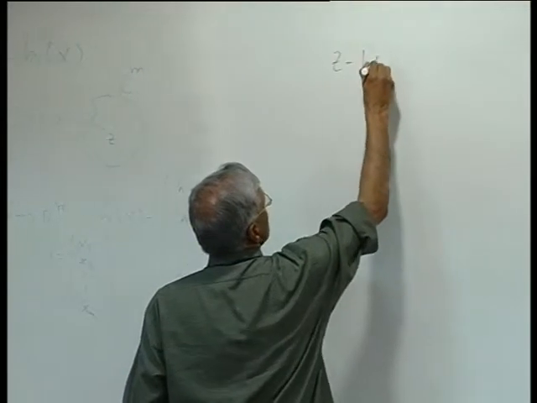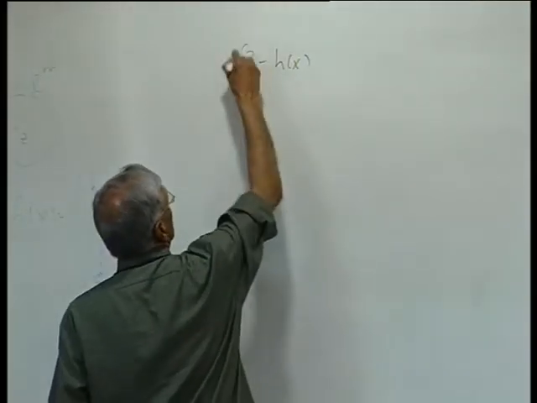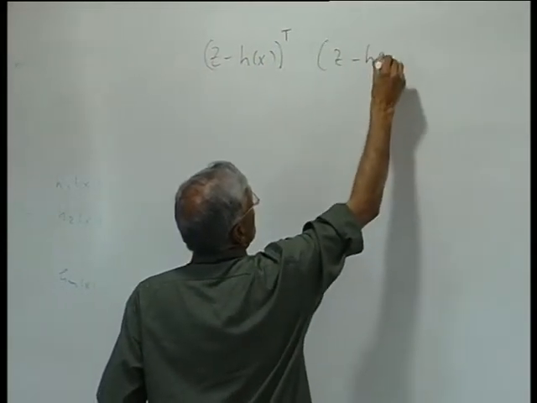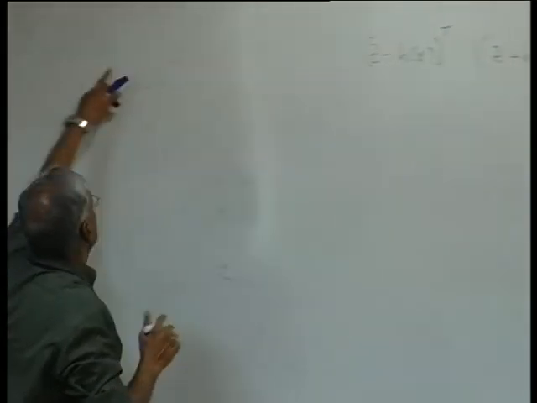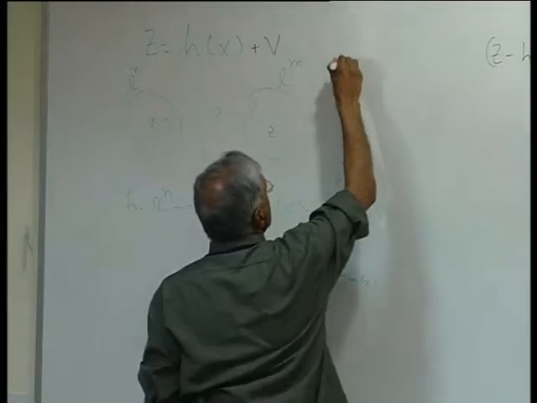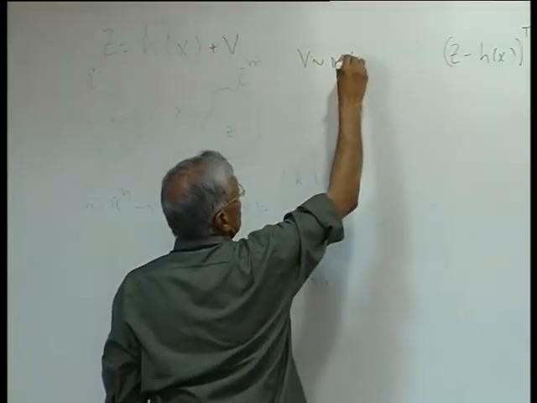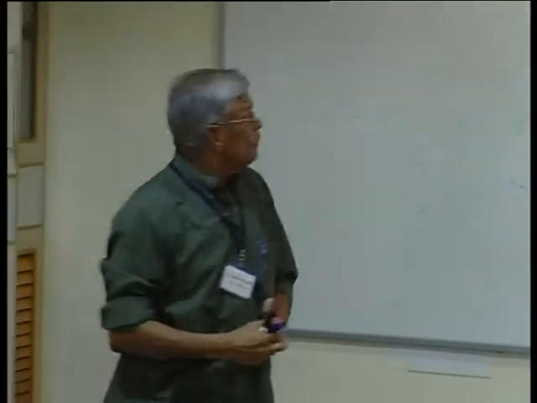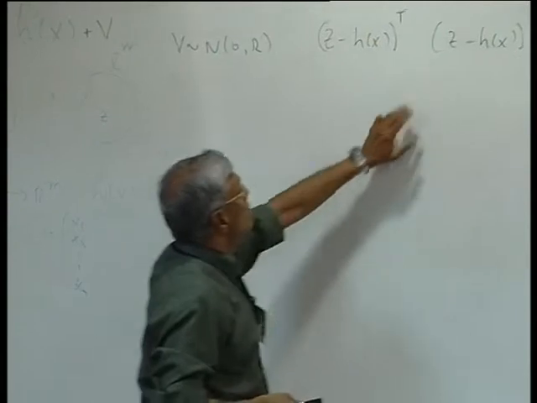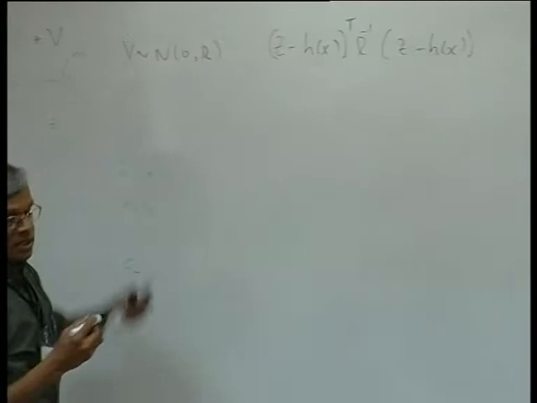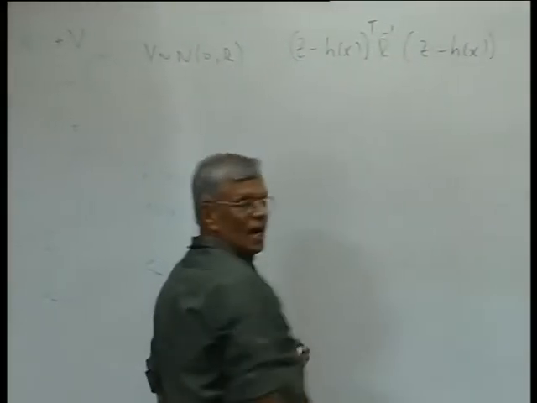Z minus h of x, that's the error, that's the vector, transpose z minus h of x. If I know the errors in the measurements, we all know it could be noisy. If v is assumed to be Gaussian with a covariance R, if you know the properties of V, you put an R inverse. If you don't know the properties of that, you simply close your eyes. Are you with me? That's the idea here.